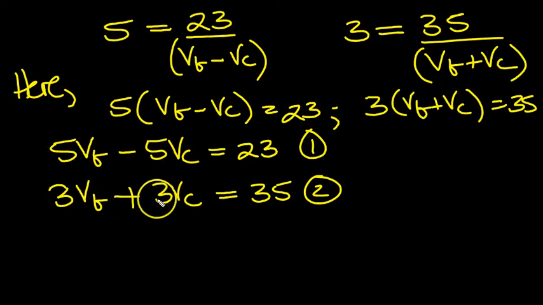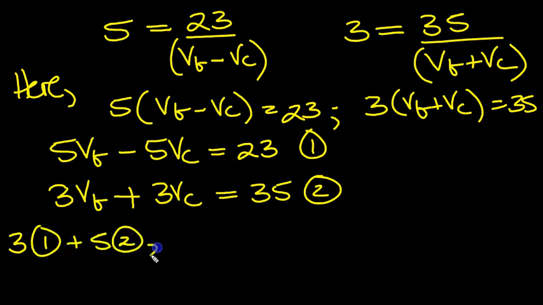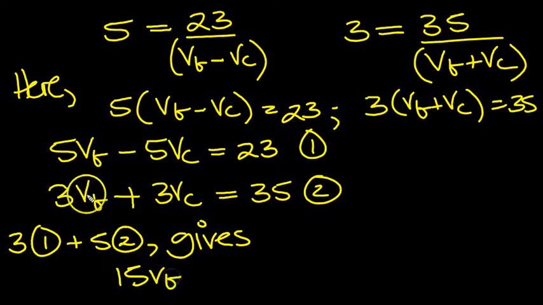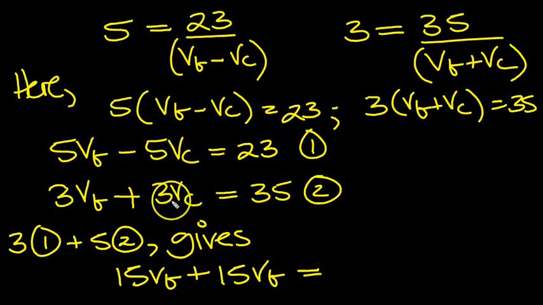So what are we going to do here? These are opposite signs, so why don't we add them? 3 of equation 1 plus 5 of equation 2 gives: 3 of these is 15 VB, 5 of these is 15 VB. 3 of these is minus 15, 5 of these is plus 15. They cancel. That's why we're doing it. 3 of these is 69. 5 of these, 5 30s are 150, 5 5s are 25. 150 and 25 add up to 175.